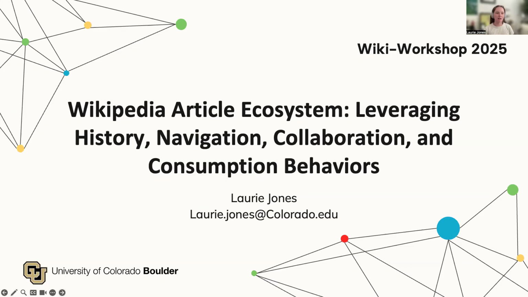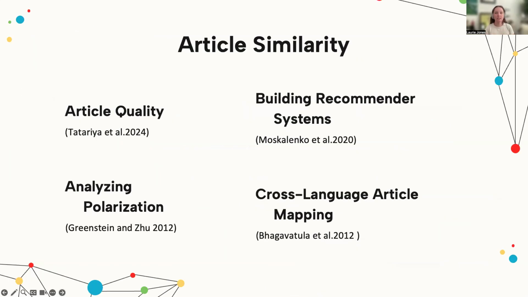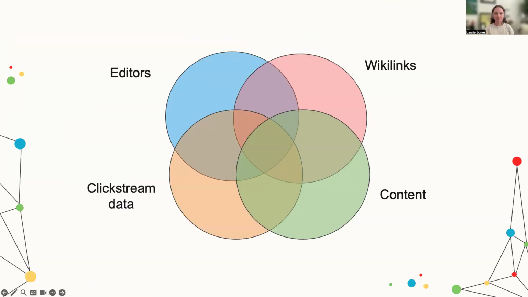And today I'm presenting on a method I'm working on to identify a Wikipedia article's ecosystem, or a complex way to identify article similarity. Article similarity is at the core of a lot of different tasks involving Wikipedia, such as building things such as recommender systems or data sets, or analyzing within Wikipedia articles themselves for quality and polarization. I'm proposing a method that looks at a lot of different aspects.